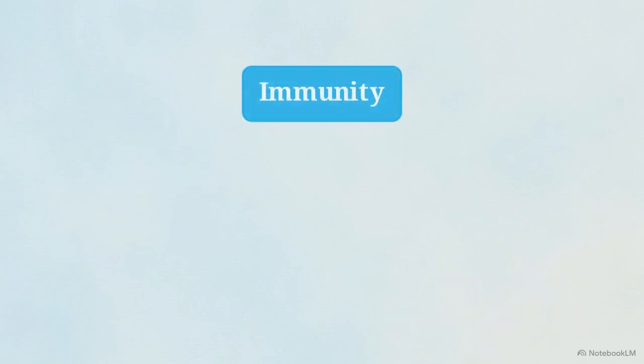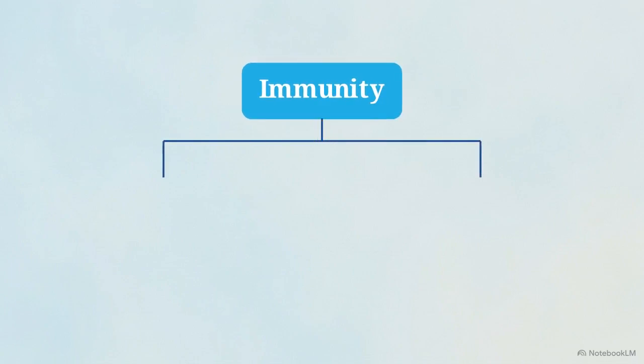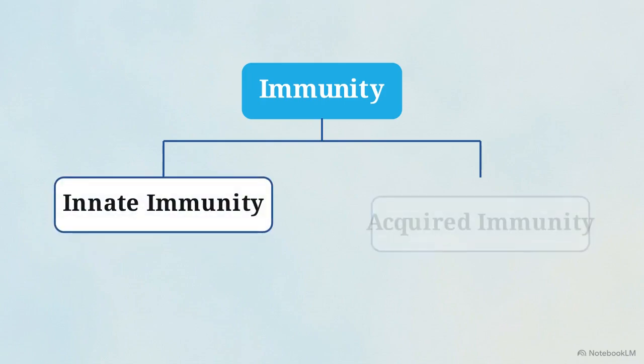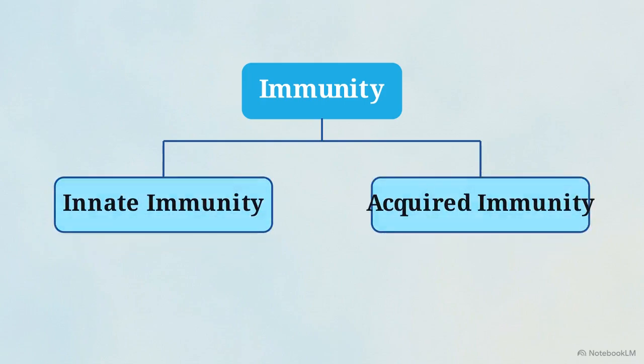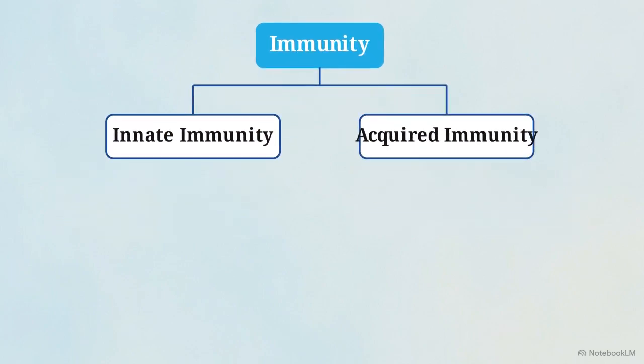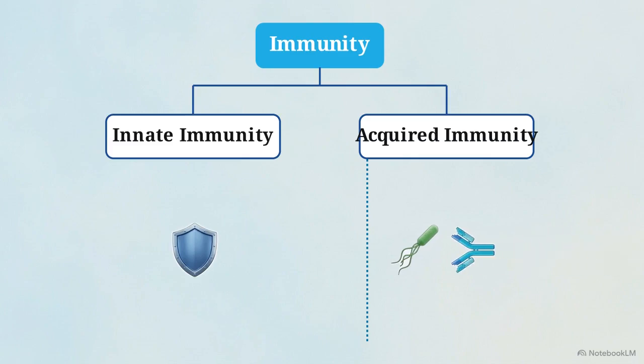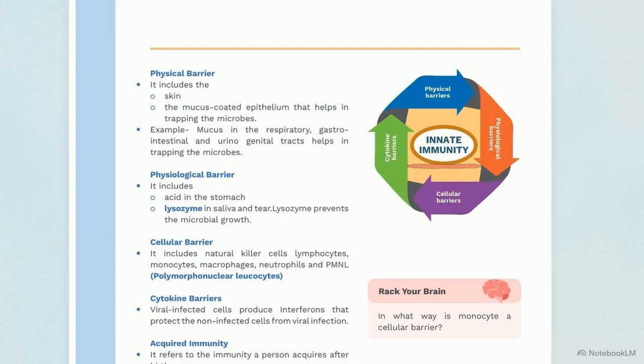As Salmonella attempts to enter and multiply, it faces a two-tiered defense system. We divide immunity into two main categories: innate immunity, which is present from the time of birth, and acquired immunity, which develops over a person's lifetime. This division shows how the body manages threats. It relies on an immediate general shield to block initial entry, followed by a highly specific counterattack designed to neutralize whatever slips through.